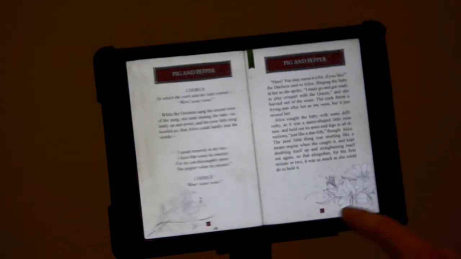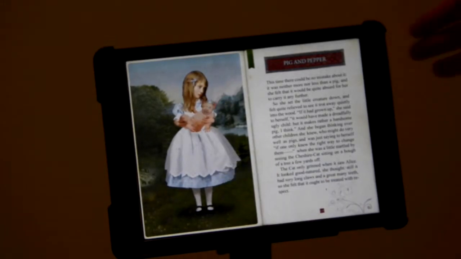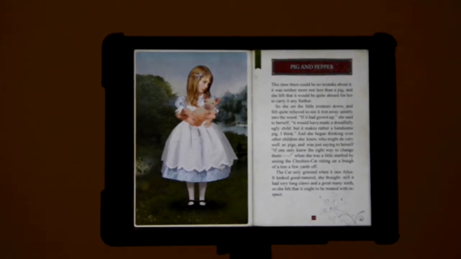Oh, of course. This time, there could be no mistake about it. It was neither more nor less than a pig, and she felt that it would be quite absurd for her to carry it any further.